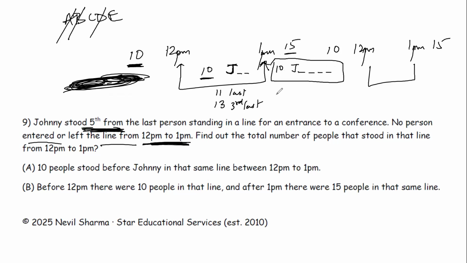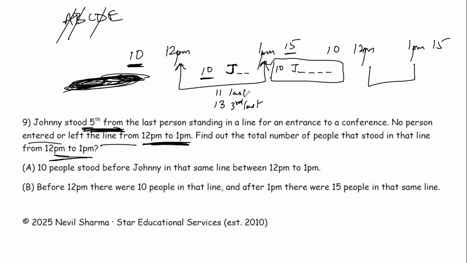Now, do not get confused just because the information is already given: 10 people before 12 p.m., 15 people after 1 p.m., 10 people before Johnny between 12 to 1. So if we assume that Johnny's fifth from the last after 1 p.m. and there are 10 people before him, it yet doesn't tell us the situation between 12 to 1. The question is to find out the people who stood in that line from 12 to 1.